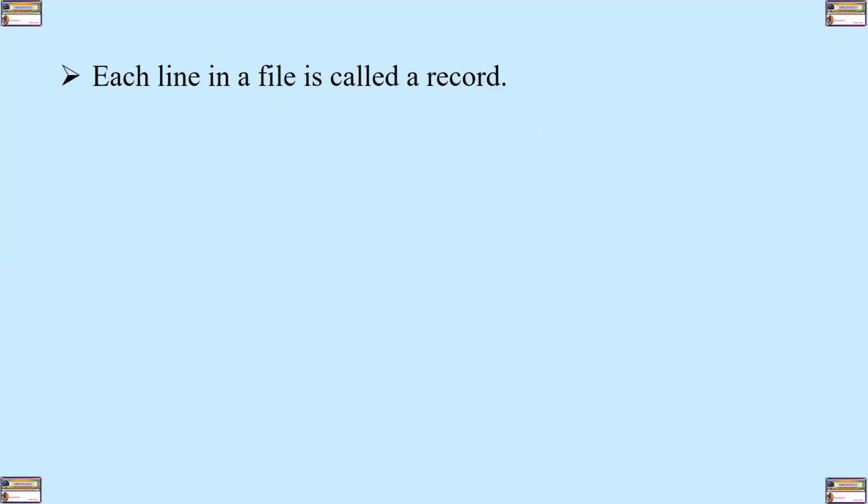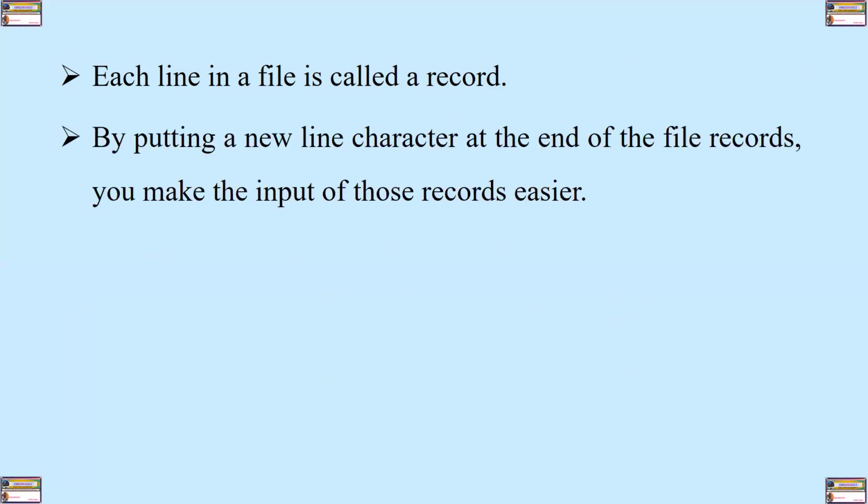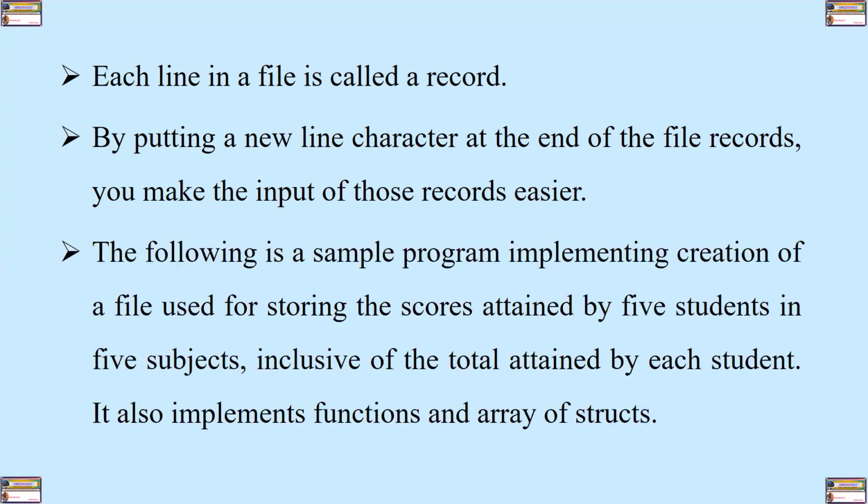Each line in a file is called a record. Remember, in a file you keep records, so every line in a file is called a record. By putting a new line character at the end of the file records, you make the input of those records easier. It's always good when you are writing in a file to terminate each of the contents in the file using a new line character.